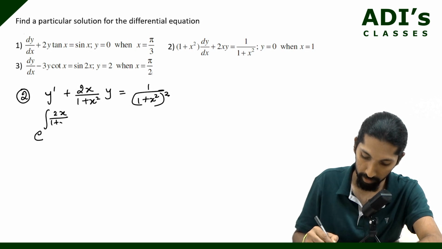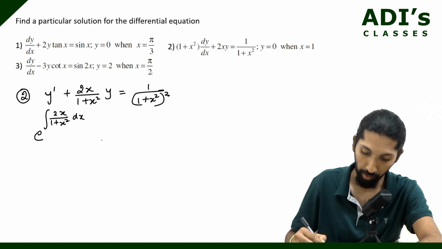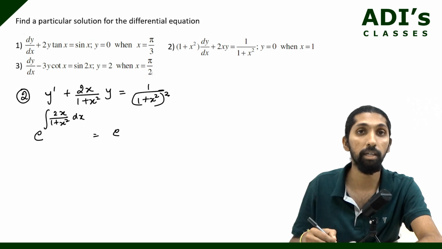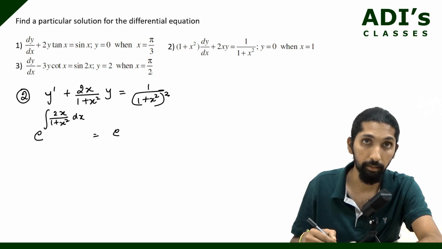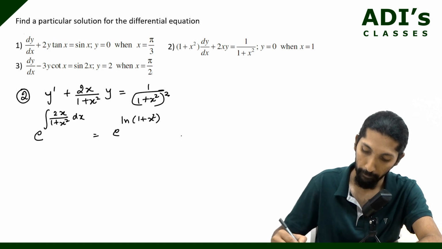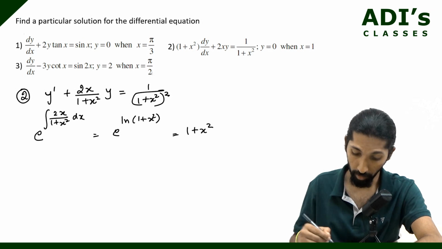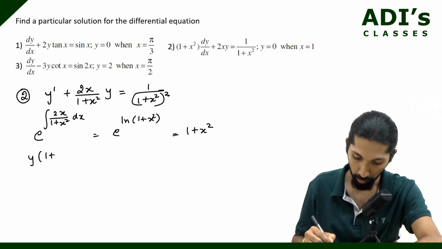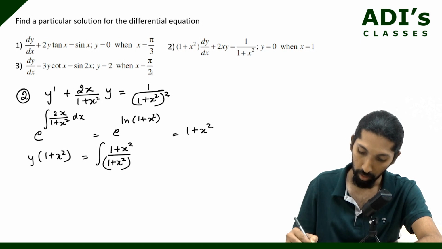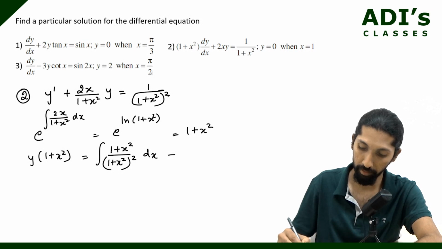2x by 1 plus x square dx, which is e to the power of, guys, if you take 1 plus x square as t, you're going to get dt. That means this is log of 1 plus x square, which is 1 plus x square. That's all. Very simple. Now, y into 1 plus x square is equal to integral of 1 plus x square by 1 plus x square whole square dx plus c.